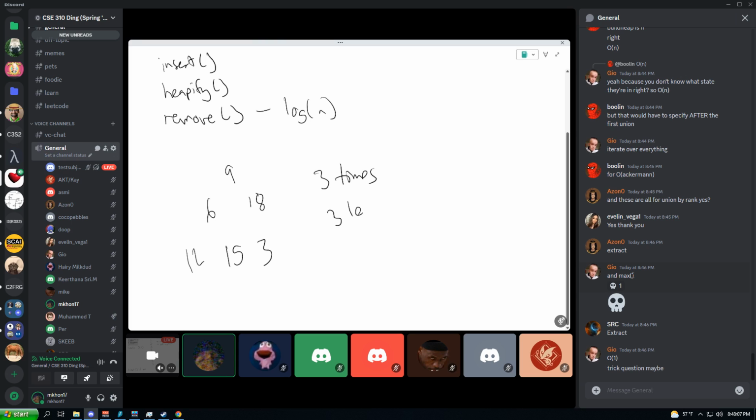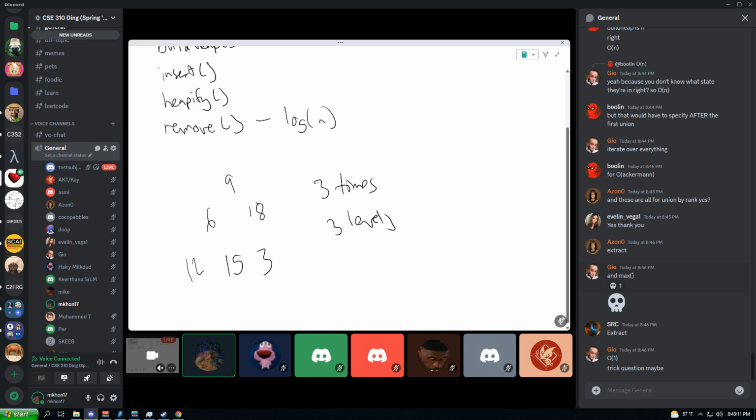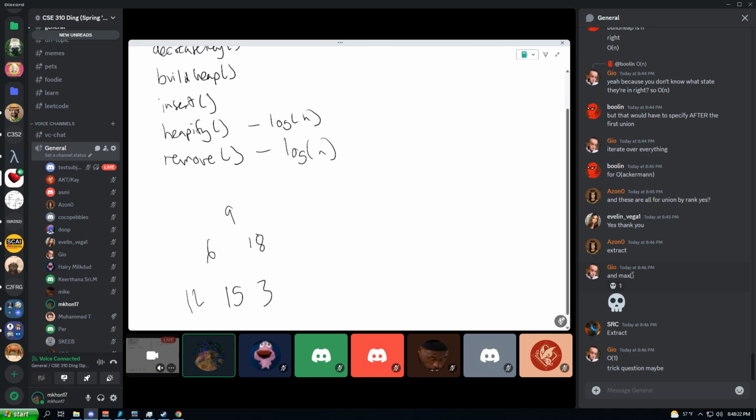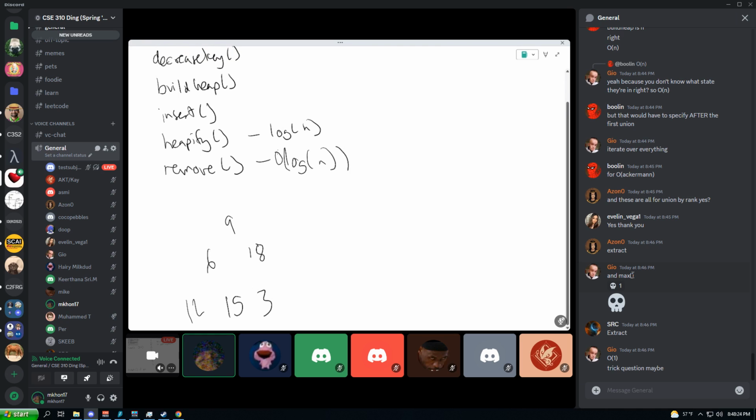That was 3 levels. That was a single heapify function, and clearly I did not iterate through all n's. I only did through the 3 levels, meaning that is log n. Okay? That is generally log n. This is assuming all cases, by the way.